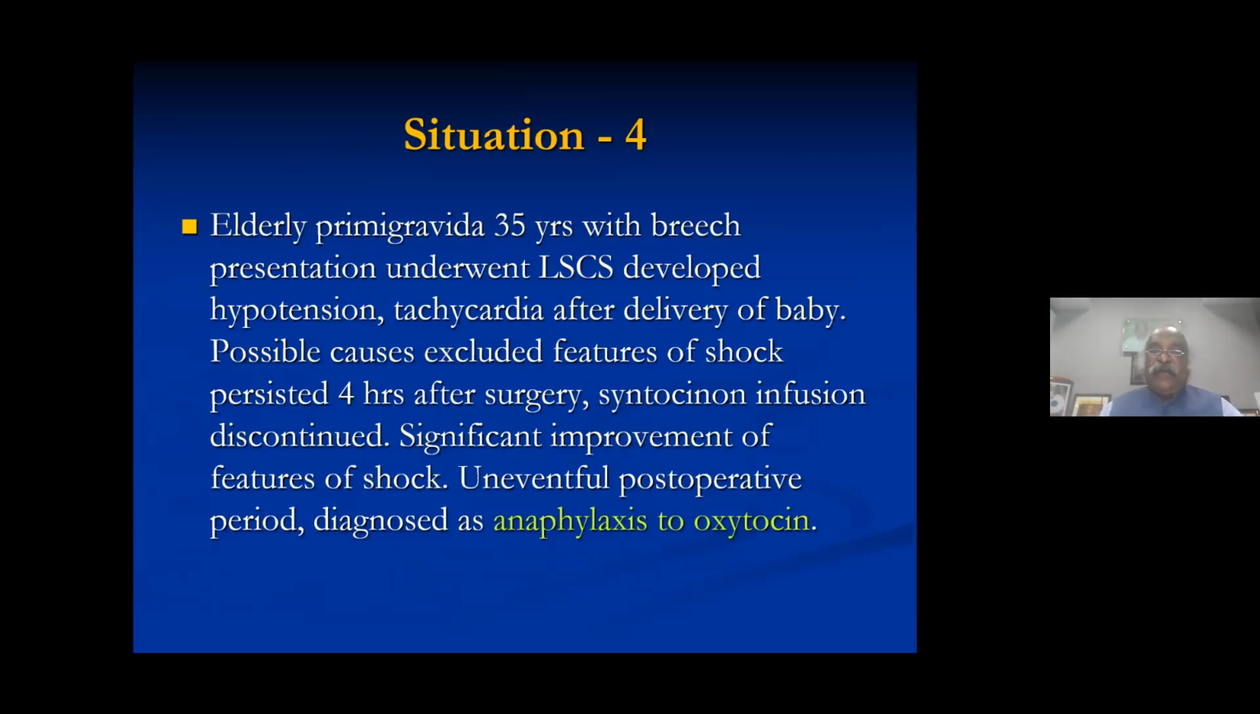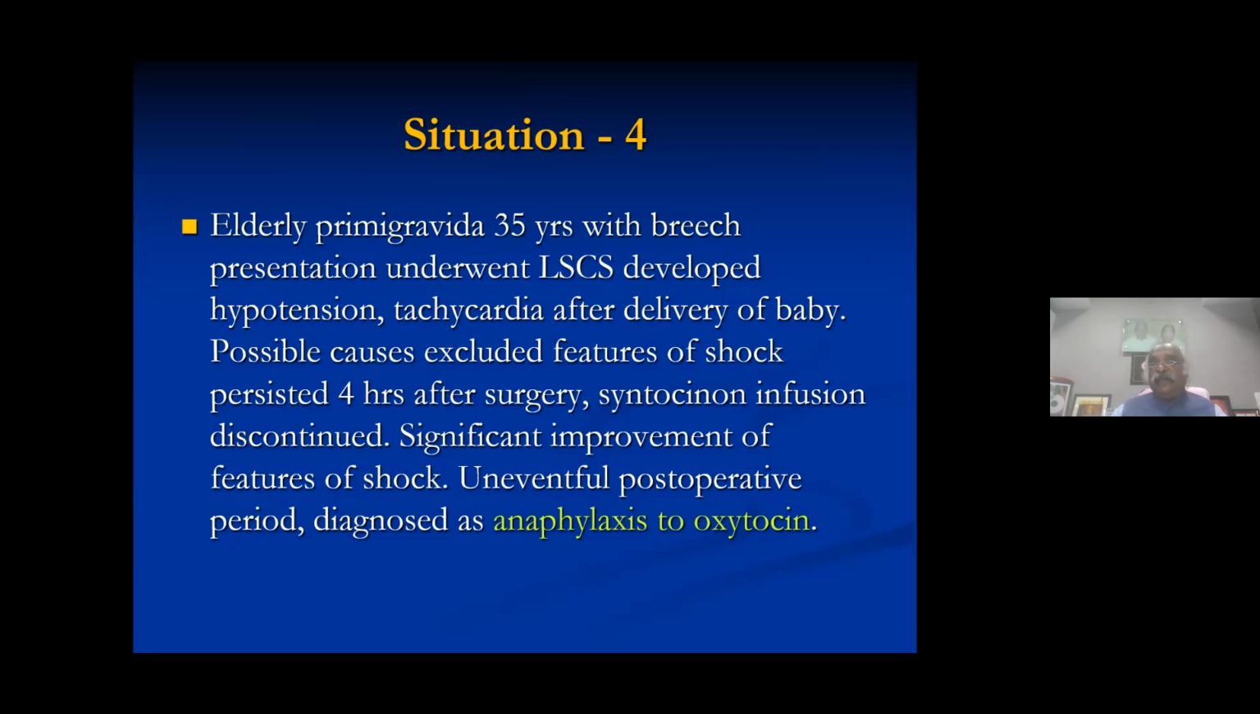Elderly primary gravida, 35 years, with breech presentation, underwent LSCS, developed hypotension. And the surgeon did the cesarean section. I was called after 6 hours that the patient is having shock. When I went there, I found hypotension, tachycardia, and possible causes excluded. Features of shock persisted 4 hours after surgery. And syntocinon infusion discontinued. Significant improvement of features of shock, uneventful postoperative.